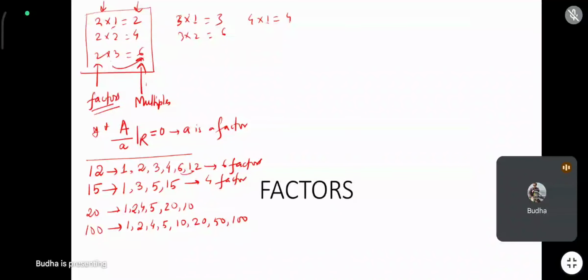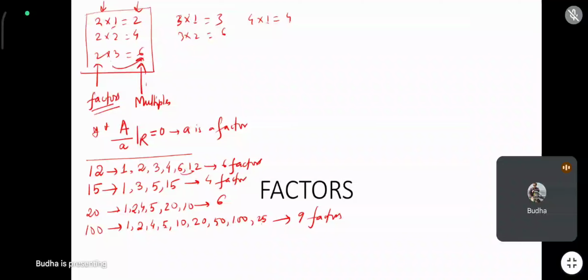1, 2, 25, sir. 25 also is there. Yes, correct. 25. Any other number? No. No. So look at this. How many factors are there? For 20, it is 6. For 100, how many factors are there? 1, 2, 3, 4, 5, 6, 7, 8, 9 factors.